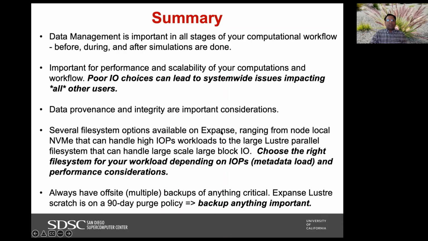We saw all the options available on Expanse: node local NVMe that can do high IOPS, and the large Lustre parallel file system that can handle large block IO. Choose the right one depending on what you're doing.